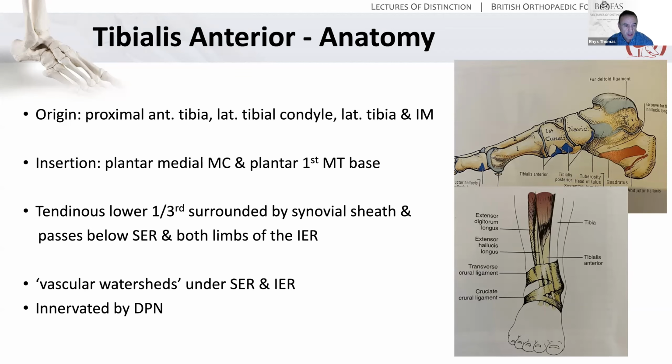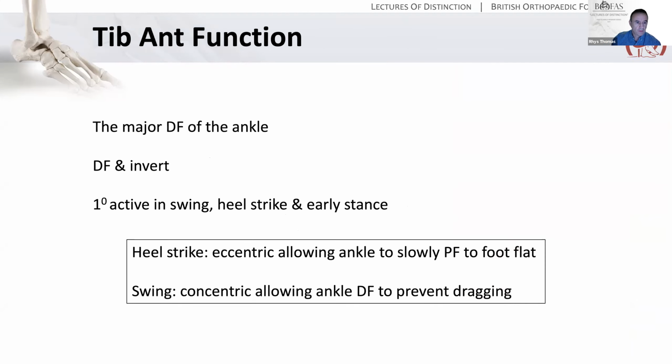As you know, the tendinous part is in the lower third, and this is surrounded by a synovial sheath, and this passes below the limbs of both the superior extensor retinaculum and both limbs of the inferior extensor retinaculum. Vascular studies have shown that the areas under these retinaculi are in fact vascular watersheds, and this is where tendon pathology tends to occur.